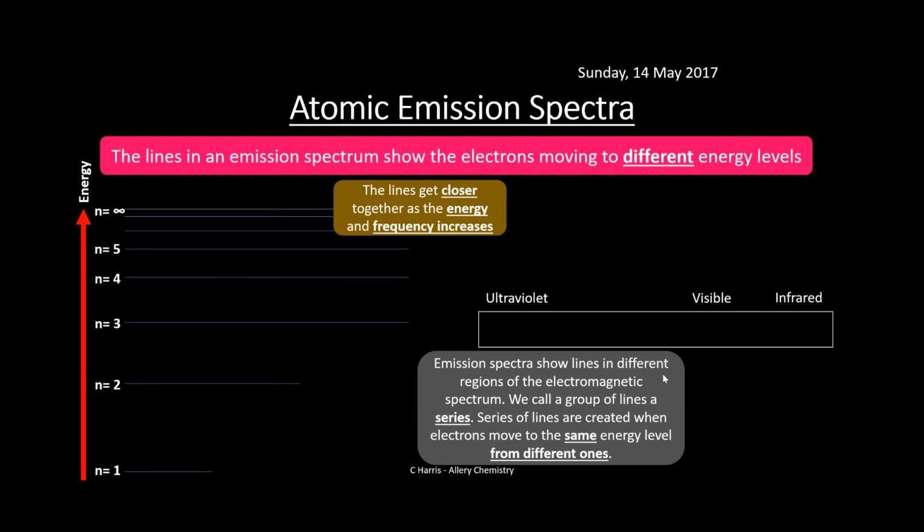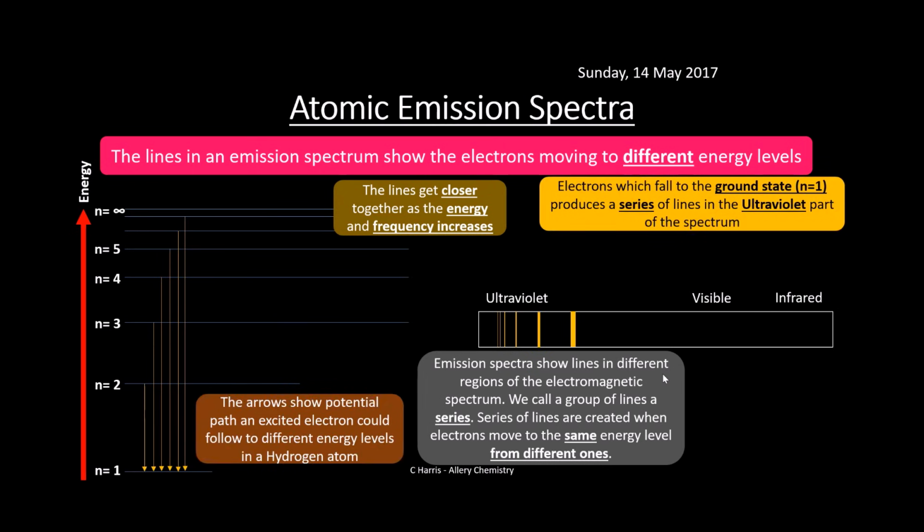So remember, this is the bit where the energy and frequency is high, where we've got UV and gamma and X-rays. They're the really high energy frequency ones, remember from that diagram. So let's have a look. So you see we've got these yellow ones here, okay? So basically the arrows here are showing the potential path an excited electron, remember, the electron's already been excited, could follow to different energy levels in a hydrogen atom.